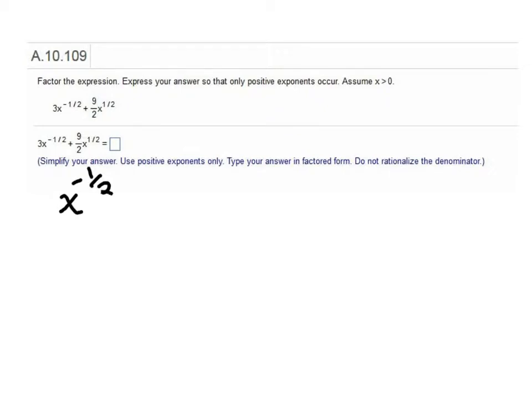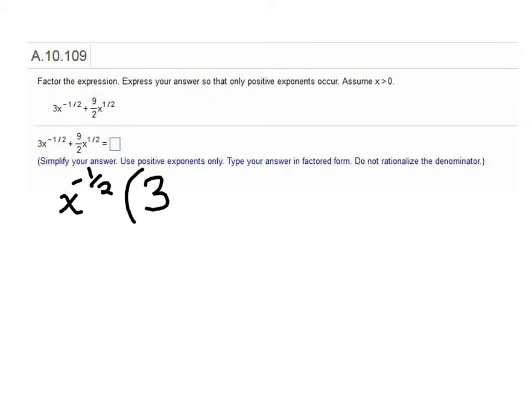Now you may or may not be looking at 3 as another common factor that should perhaps be pulled out. I'm going to focus first on dealing with this common factor of x, and then we'll look at any other common factors once we've taken care of this issue. So I'm factoring out 3x to the negative 1/2. I need to figure out what's left over.